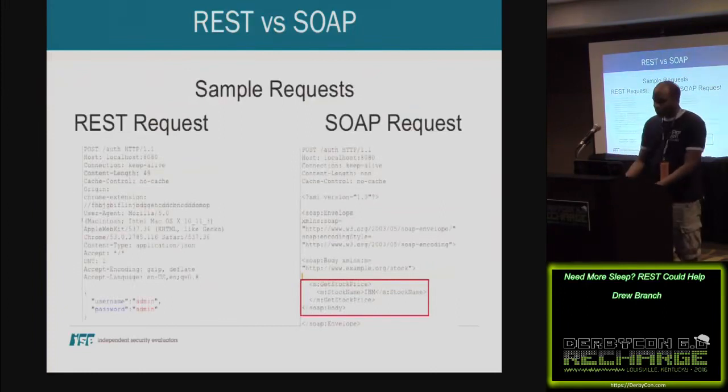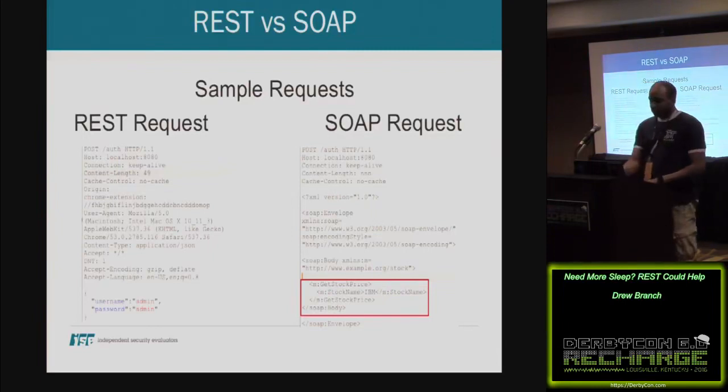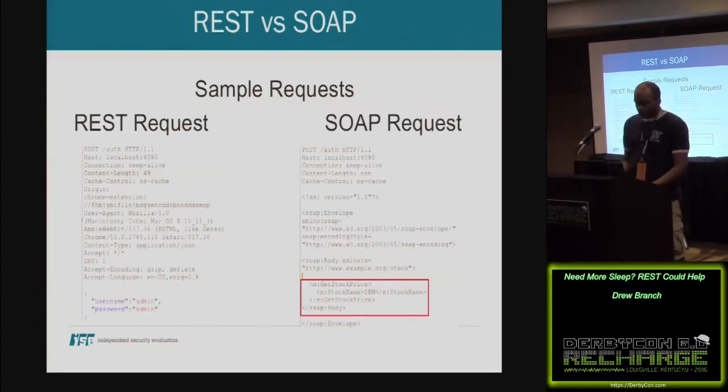So let's take a look at a couple sample requests. On the left, we have a RESTful request. As you can see here, I am submitting credentials to an endpoint using the POST method, which is a REST request, which is pretty standard. On the right, we have a SOAP request. I'm using the POST method because all SOAP requests require the POST method. But within the body, it actually contains the operation. So in this example, I am submitting a SOAP POST request, but I'm actually getting the stock price of IBM. So within the body of a SOAP request, it will contain the operation.